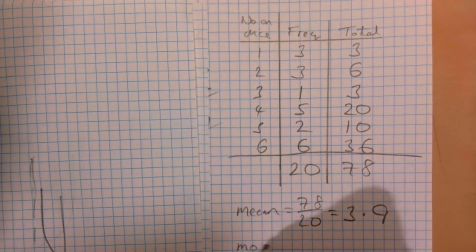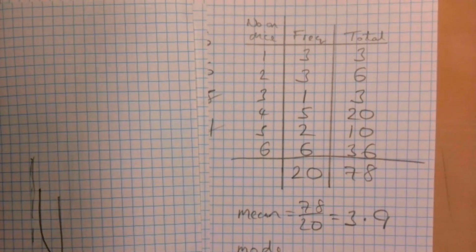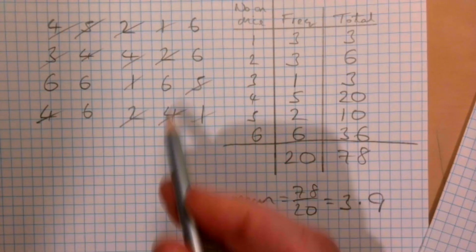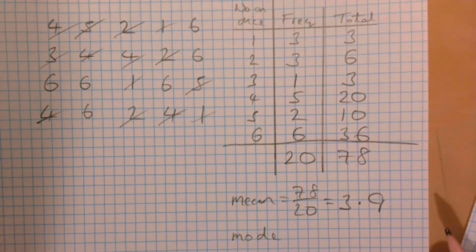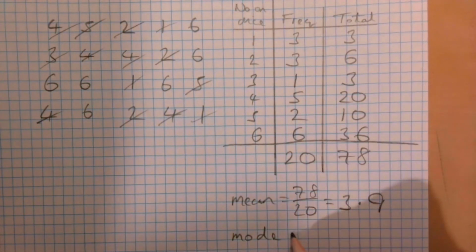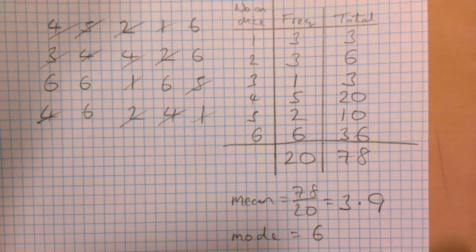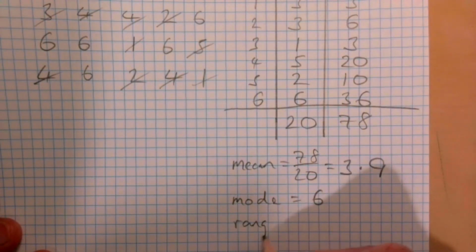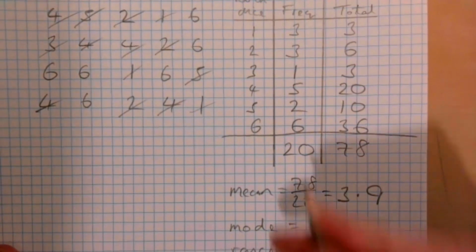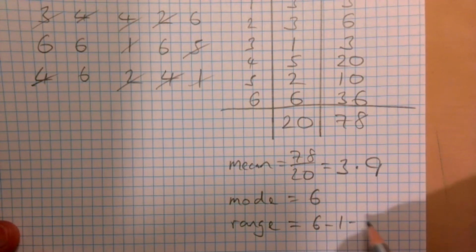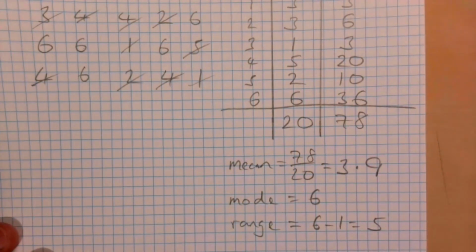The mode is quite straightforward. It's the one that appears most. So in our list, we obviously know a 6 appeared the most. It appeared 6 times. How can we get that from this here? We can get that from here. The one where the frequency is the highest is our 6. So our mode in this case is going to be our 6. Range. Biggest number I rolled was a 6. Smallest number I rolled was a 1. So 6 take away 1 is 5.